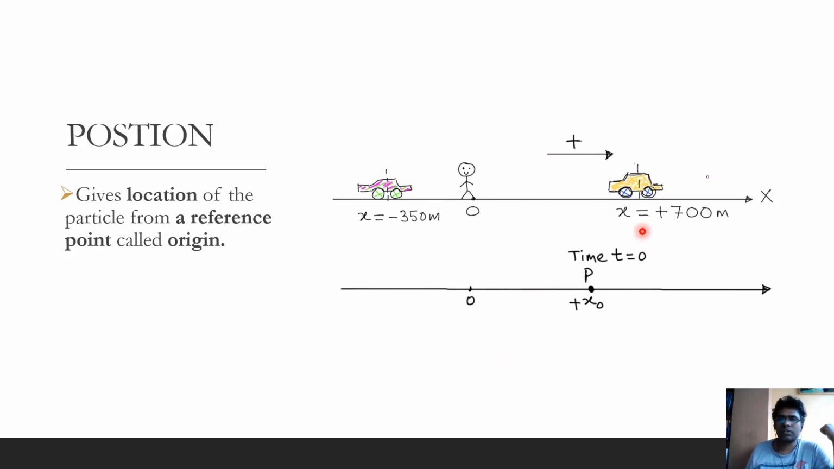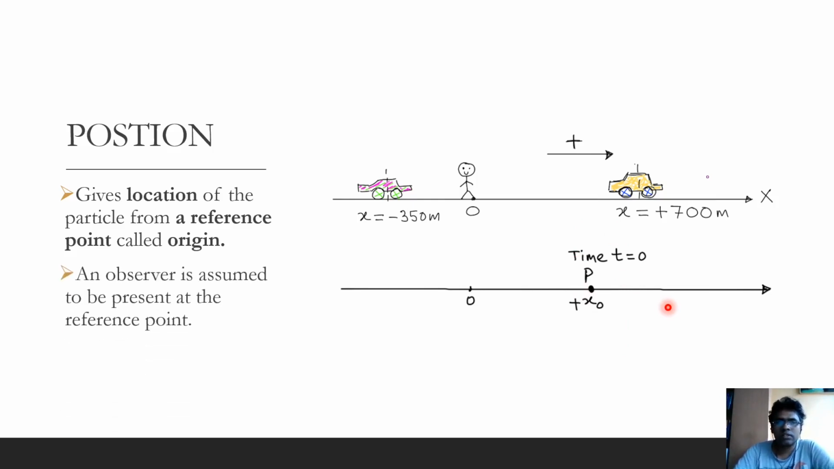Okay, so here in general, if a particle is at a location, let's say x naught, in the positive direction, you take its position as plus x naught. This 0 indicates that this is the position taken at time t equal to 0.